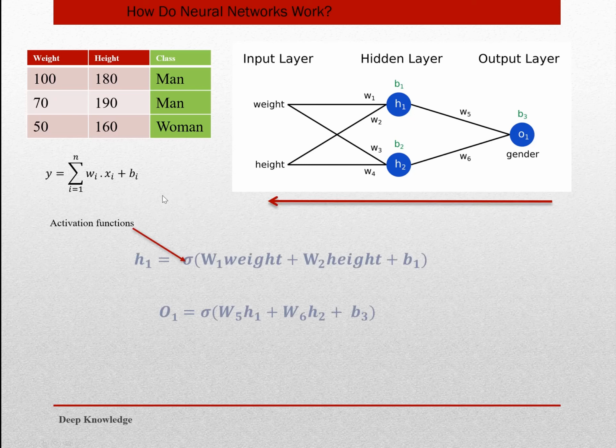Now let's say, for instance, we'd like to find the first neuron in hidden layer 1. It will be the weight multiplied by W1. This is the value of this attribute and this weight, plus the height multiplied by W2, plus B1, the bias.